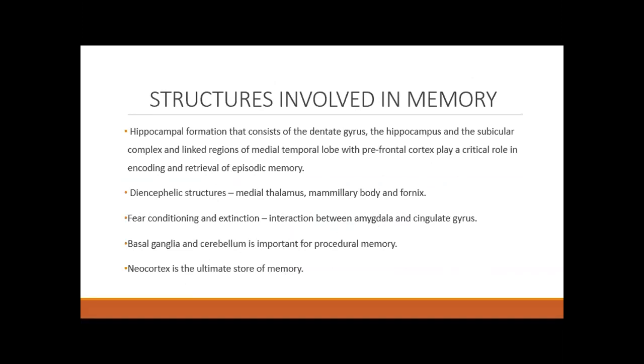Now, the structures that are involved in memory. The hippocampal formation, which consists of the dentate gyrus, the hippocampus, and the subicular complex, and linked regions of the medial temporal lobe with prefrontal cortex play a critical role in encoding and retrieval of episodic memory. Diencephalic structures like medial thalamus, mammillary body, and fornix also play a part in memory. Fear conditioning and extinction occur in interaction between the amygdala and cingulate gyrus. Basal ganglia and cerebellum are important for procedural memory, and neocortex is the ultimate store of the memory.